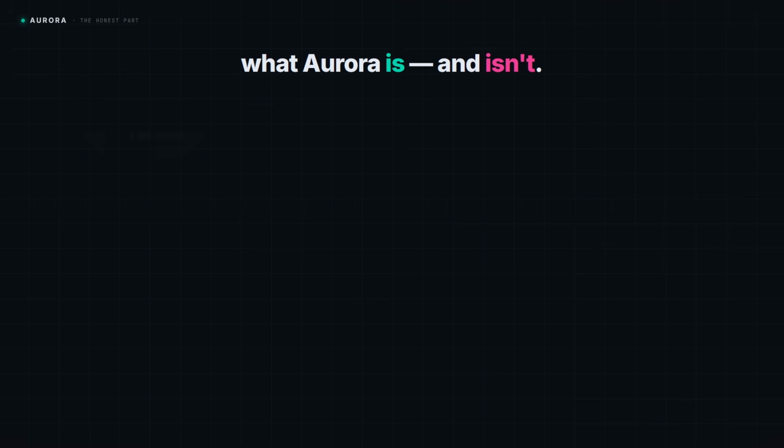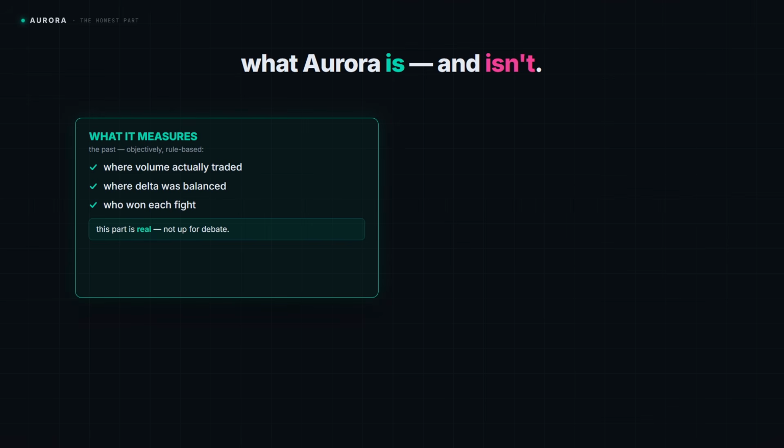Okay, now let's talk about some important limitations with this and also any other indicator. Everything I just showed you describes what Aurora measures about the past. Objectively, rule-based and without interpretation. Where the volume actually traded, where delta was balanced, who won each fight. So that part is real and it's not up for debate because it's just reading the footprint data back to you. So as always, it's all about Confluence.